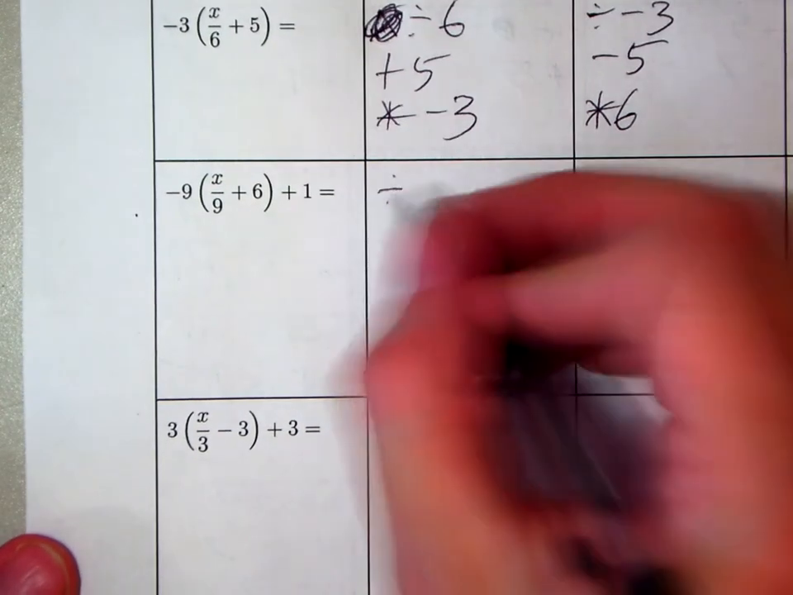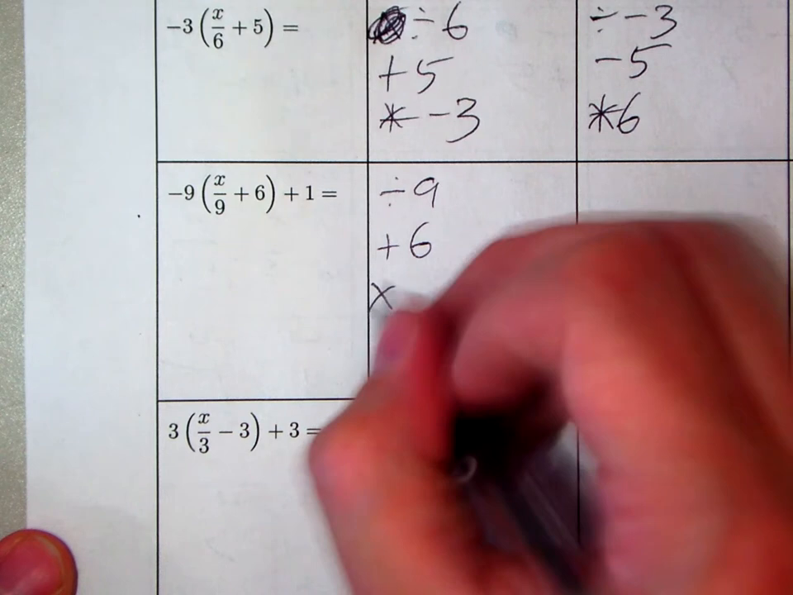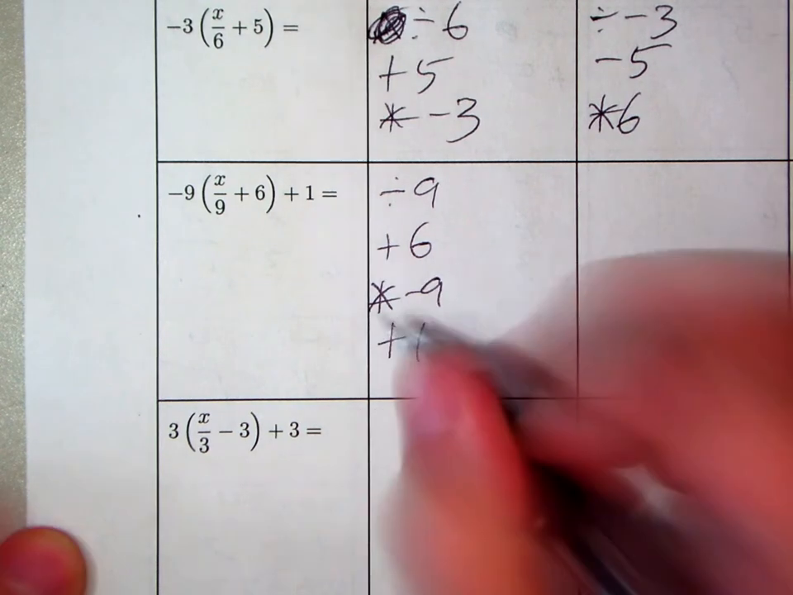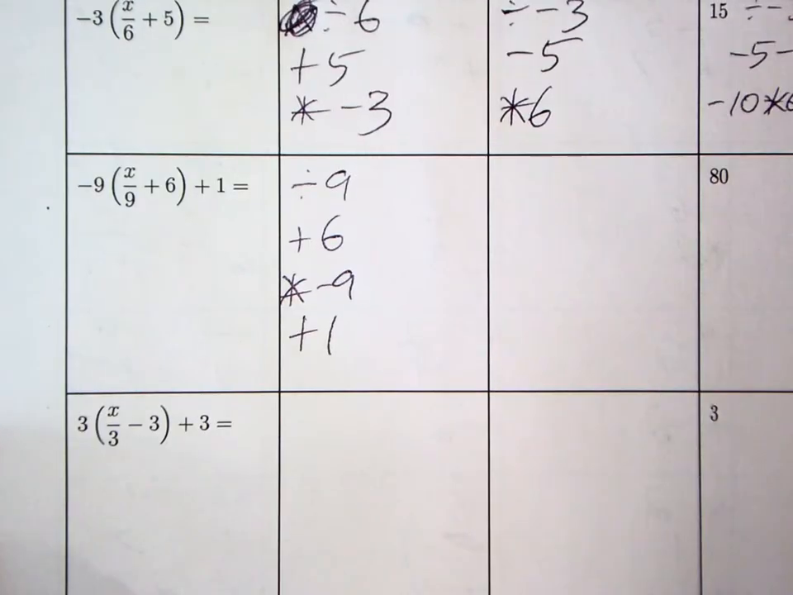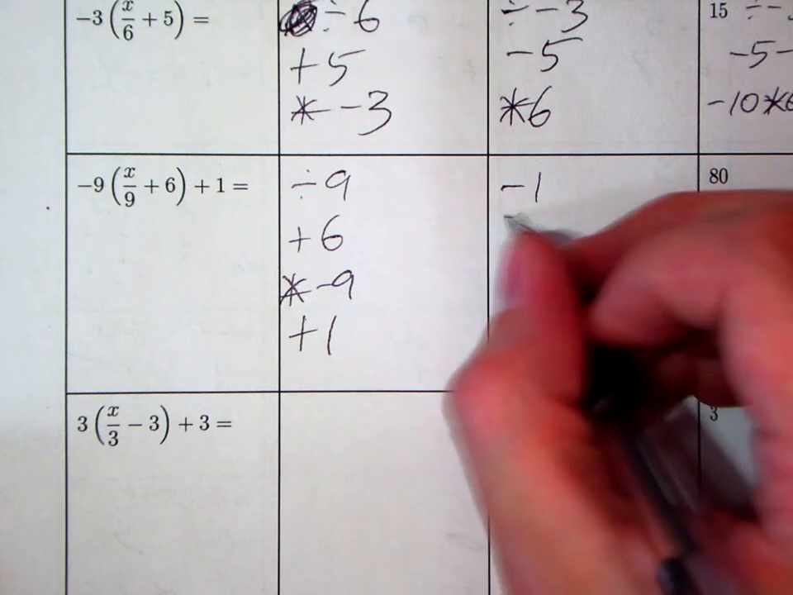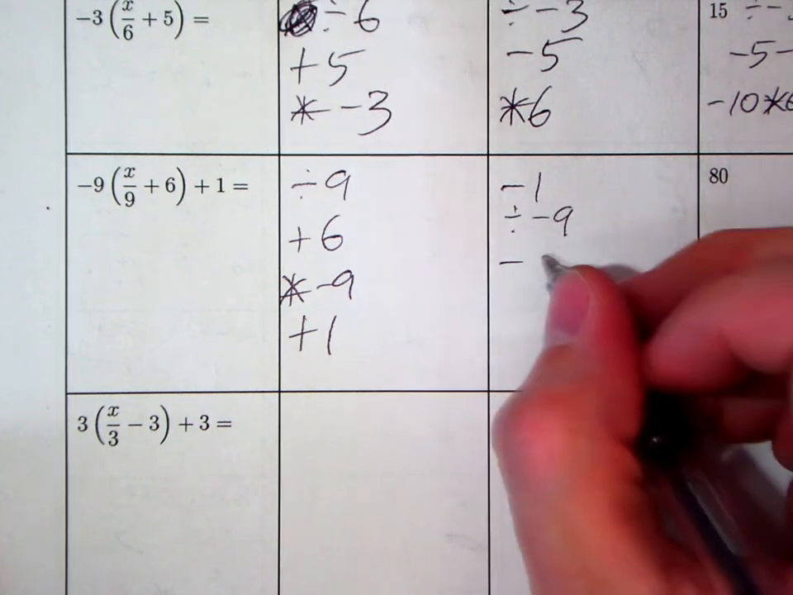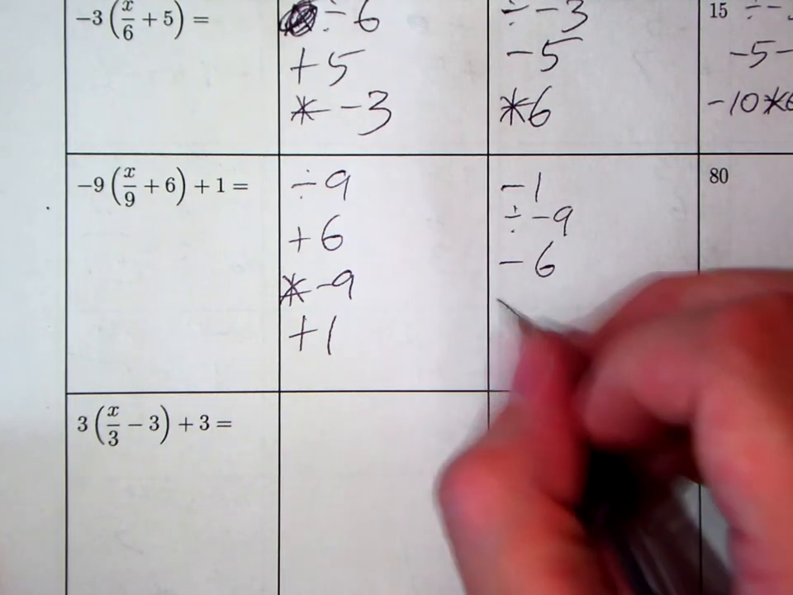We start with x. The first thing we do is divide by 9, and then we add 6, and then we multiply by negative 9, and then we add 1. This one had 4 steps. First cancel out the addition, then we cancel out the multiplication, and then we cancel out the addition, and then we cancel out the division.